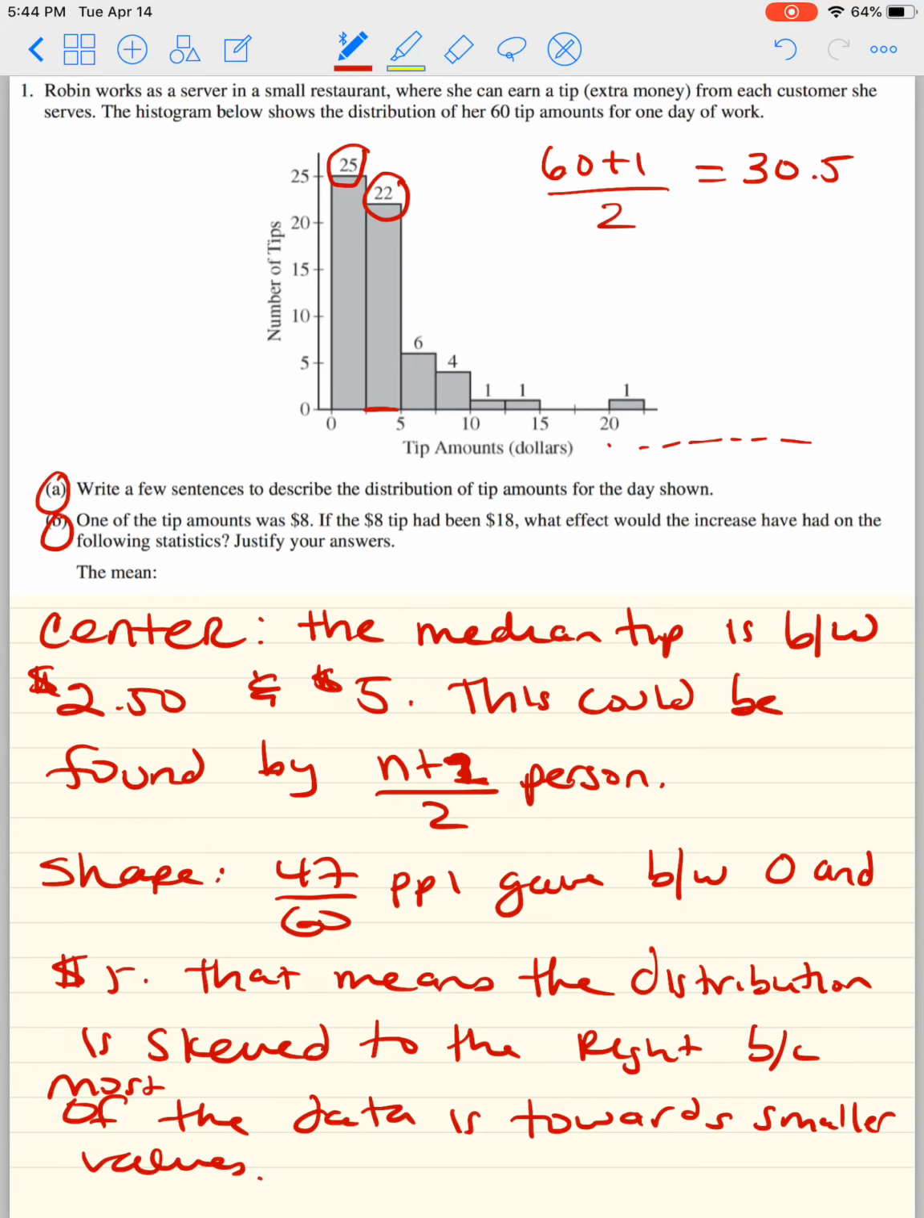Okay, and now I need my spread. Let's talk about this spread here. I have this guy here. Not only does he look like he's an outlier, one person gave between $20 and $22.50. You should write that. And then the next highest tip, guys, is between $12.50 and $15. So there's a huge gap. I think you have to write all of that. Not I think, I know you do.